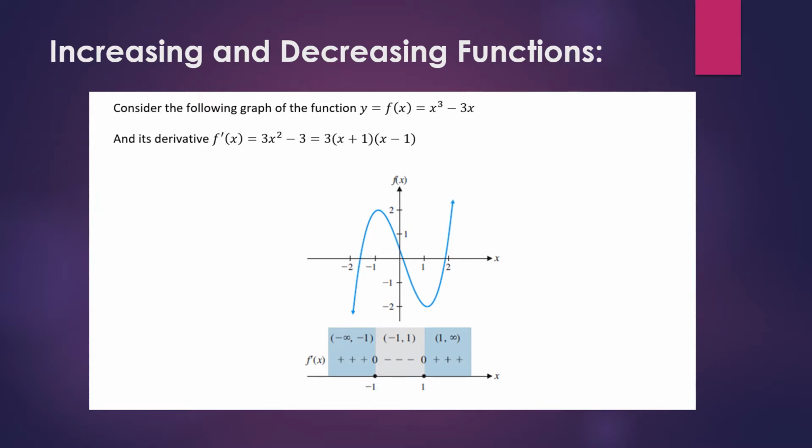And its derivative would be 3x squared minus 3, which can factor. We could take out a 3, and we could factor the x squared minus 1 into x plus 1 and x minus 1. Why is this important?